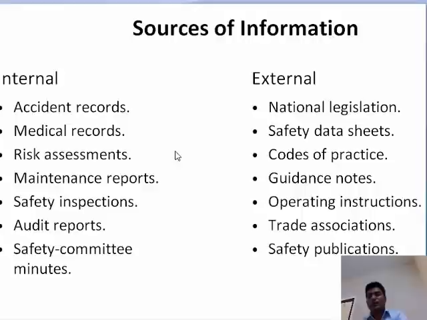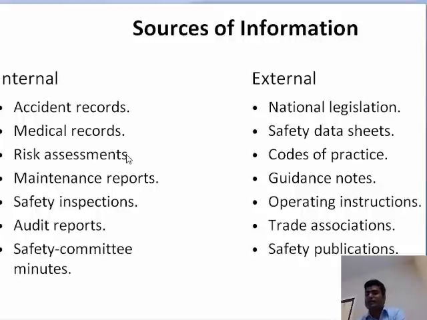We have already talked about two sources of information. First one is internal, second one is external. What is internal? That means inside your organization. Inside your organization there is an accident record, accident book. You found there how many types of accident occurred in the past year. You can get all information there.